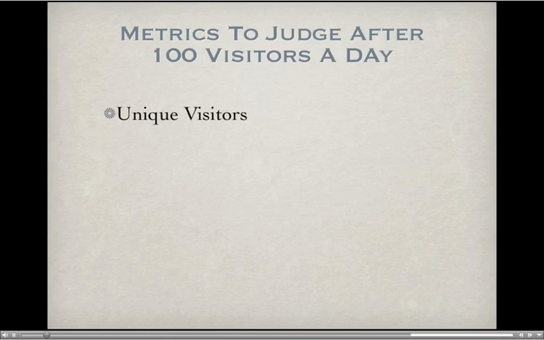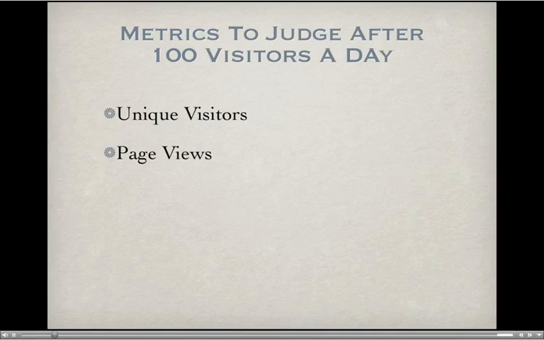The first metric is unique visitors. The number of unique visitors to your website is the number of individuals or computers who have visited your website. If 10 people visited your website and viewed a total of 22 pages, the number of unique visitors is still just 10. The goal short term is to be getting at least 100 to 150 unique visitors a day to your website.